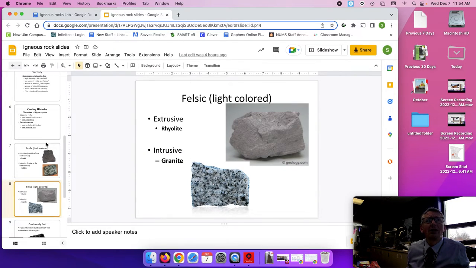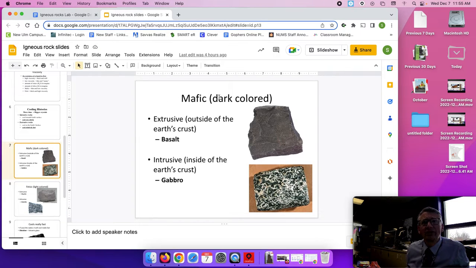So if we take a look at our rocks, mafic is dark. So if it's dark and if it cooled outside, or extrusive, we have basalt. If it was intrusive, we call it gabbro. So these have the same compositions. It just depends upon how fast the crystals cooled. Extrusive cooled fast, very small crystals. Gabbro took a long time to cool and has large crystals.